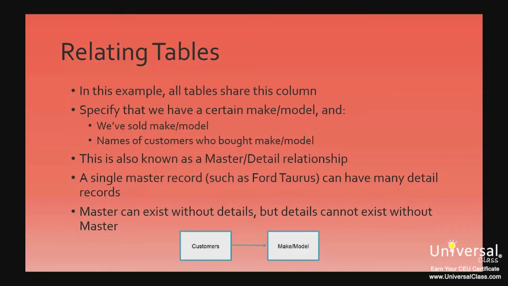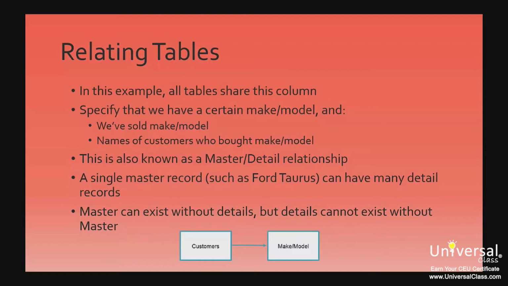As we said, all of our tables may have a column or field for make or model. They all share this column. This relationship allows us to specify that we have a certain make or model, we've sold this make or model, and the names of customers who bought it. This is also known as a master-detail relationship.